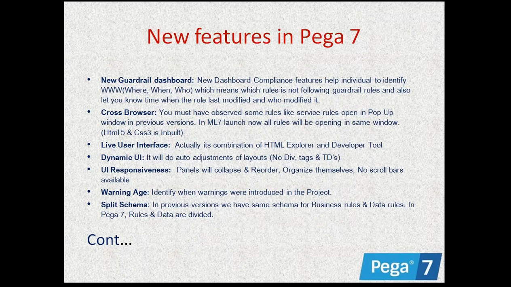These are some of the new features added in Pega 7, which we don't have in the previous versions. Many new features are there; in detail, I will tell you when I start the sessions. Briefly, some guardrails are added, and there is cross-browser support. Previous versions supported only Internet Explorer, but the current version can open in any browser: Chrome, Mozilla, Opera, any type of browser.